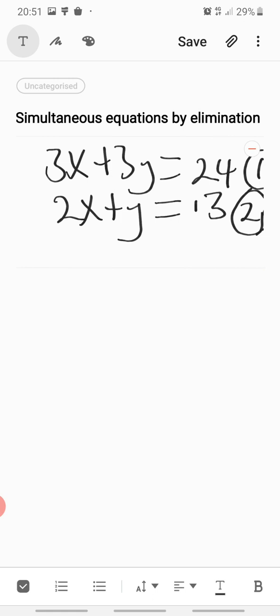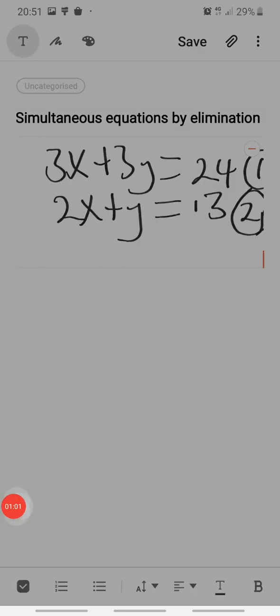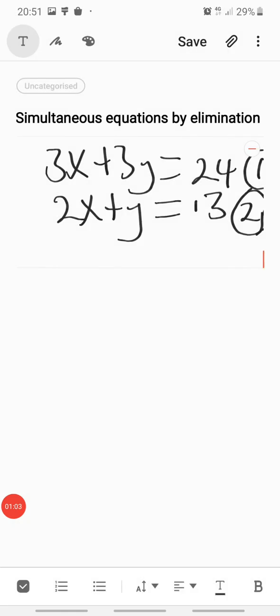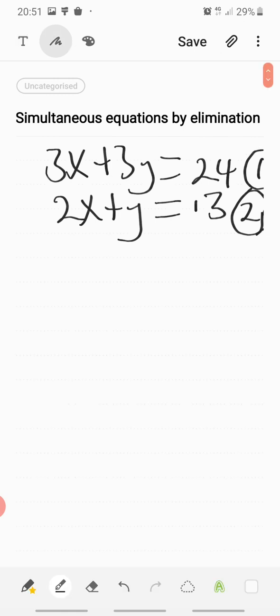So we have 2 equations here, and as you can see, equation 1 and equation 2. By elimination, if we're using that method, we are trying to eliminate either x or y. The first step is to eliminate either x or y in order for us to get the value of x or y, and we come back, we substitute to get the value of whatever is remaining.